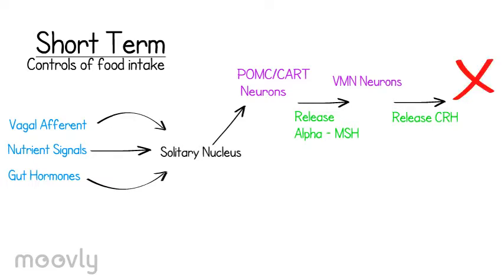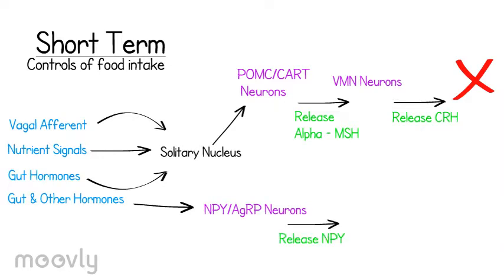Now we're going to look at the gut and other hormones, ghrelin, glucagon, and epinephrine. When those are stimulated, they activate the neuropeptide Y/agouti-related peptide neuron, which releases neuropeptide Y, which activates the lateral hypothalamic area. And that neuron releases orexins, causing an individual to feel hungry. So now we're going to look at some of the long-term effects of the food intake regulation.